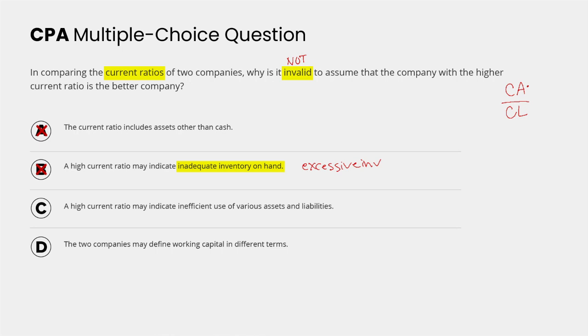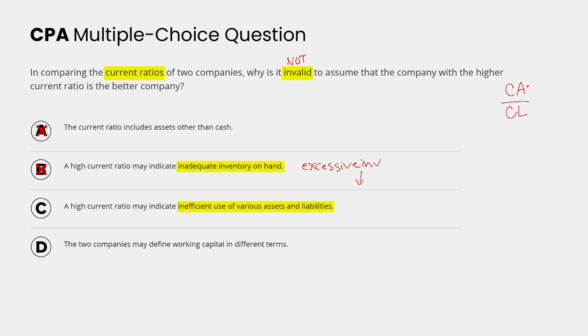A high current ratio may indicate inefficient use of various assets and liabilities. So again, when would we have a high current ratio? We just said if we had excessive inventory, if we were holding too much inventory. If we had invested in too much inventory, that would mean that higher isn't better. A higher current ratio doesn't always mean better performance.